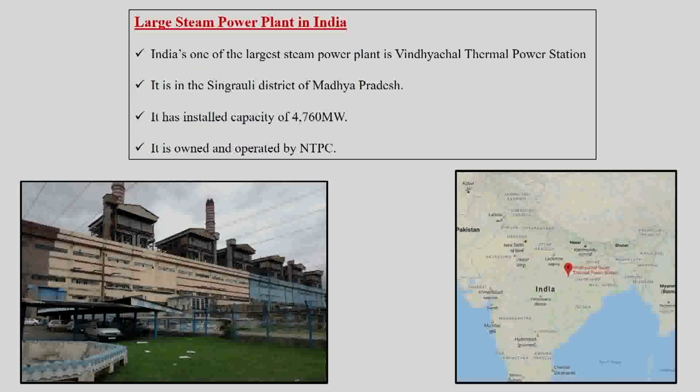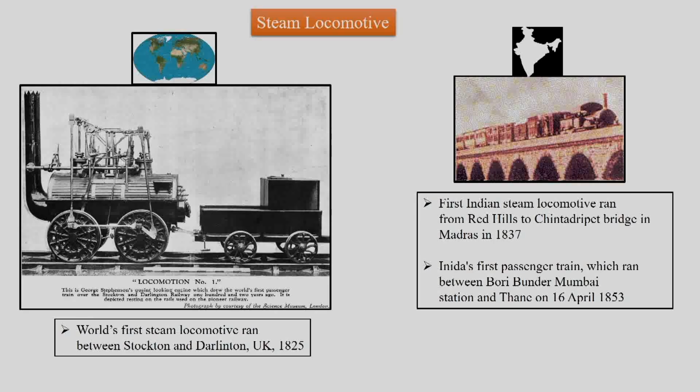If we come back to India, then in case of India we have one such very large steam power plant called Vindhyachal Thermal Power Station, and it is in Singrauli district of Madhya Pradesh. Its capacity is 4760 megawatt and it is operated by NTPC. So, as we can see, when we need electricity, the power plants produce electricity; larger power plant sizes have electricity generation of few megawatts.